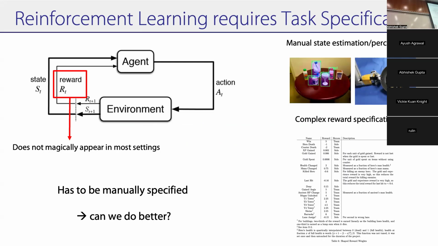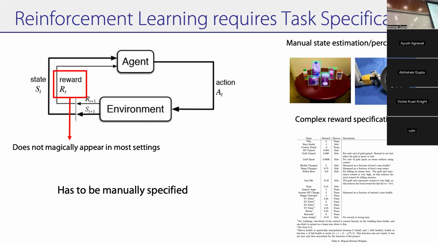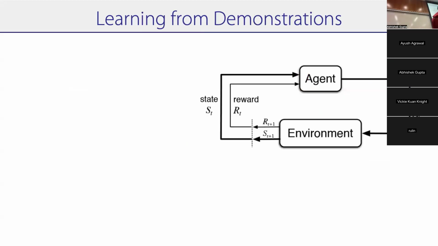And so what IRL tries to ask is, can we find ways to infer reward in a less manual way? So it's saying, we're not going to get reward magically. We have to find a way to specify it. There's a manual way of doing it. Can we do it automatically? Okay, so that's the basic premise. And rewards are ill-defined. What do rewards mean?